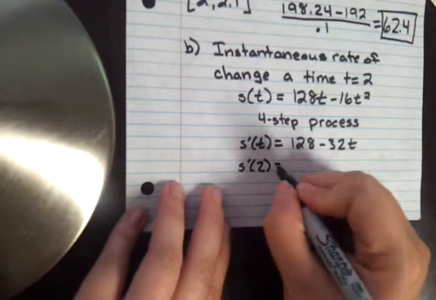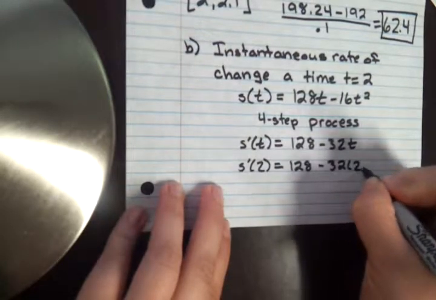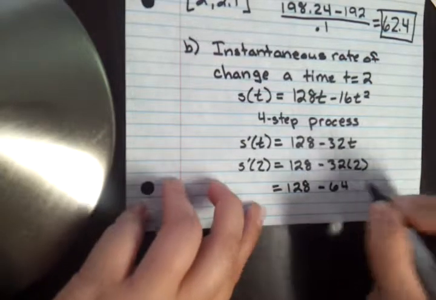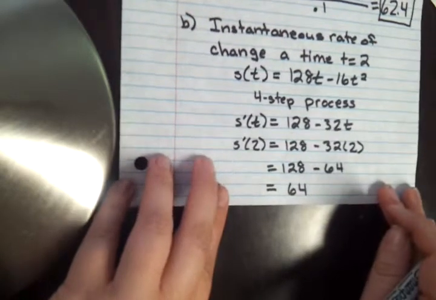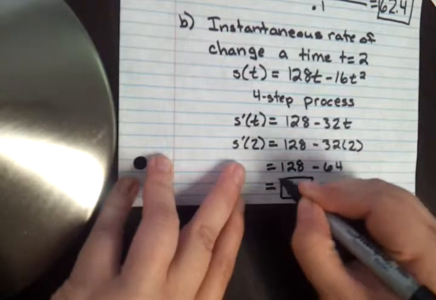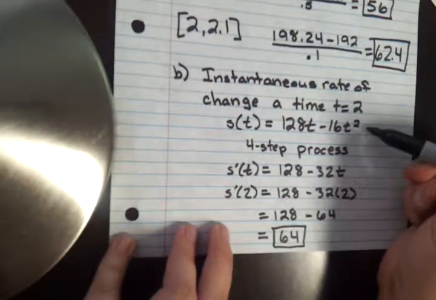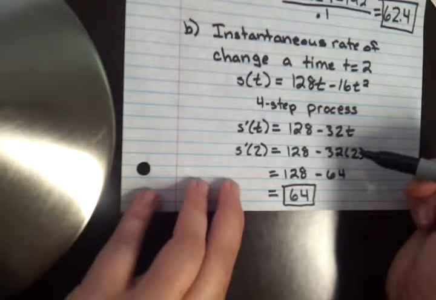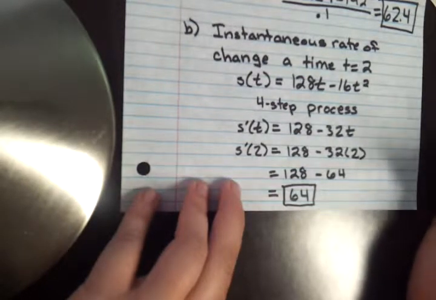We're just going to plug in a 2 for the t. 128 minus 32 times 2, which is 128 minus 64, which is 64. And so that's what you're going to plug in for the feet per second that they're asking for in B. So to solve B, let's go over that one more time. You're going to take the original function that they gave you, find the derivative of it using the 4-step process, and then plug in the time that they asked for. In this case, they asked for time equals 2.